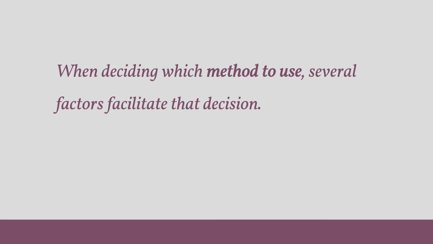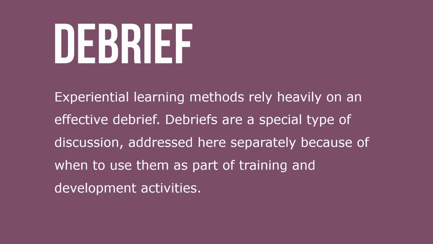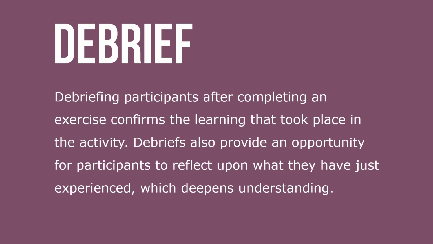When deciding which method to use, several factors facilitate that decision. Broadly speaking, trainers can use traditional methods, including lectures and discussions, or experimental methods, in which trainees learn through doing. Experimental learning methods rely heavily on an effective debrief. Debriefs are a special type of discussion, addressed here separately because of when to use them as part of training and development activities. Debriefing participants after completing an exercise confirms the learning that took place in the activity. Debriefs also provide an opportunity for participants to reflect upon what they've just experienced, which deepens their understanding.